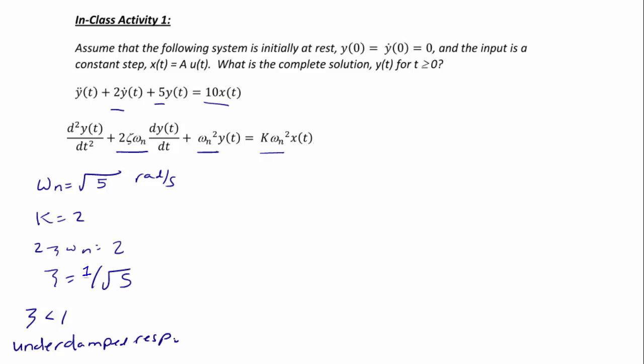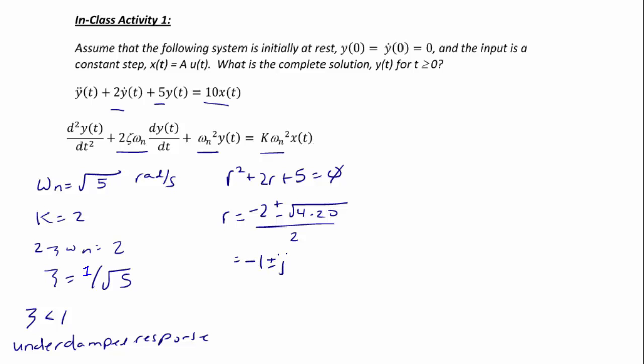Remember, the other way to identify the type of response is to find the roots of the characteristic polynomial. The characteristic polynomial is r squared plus 2r plus 5 equals 0. We can use the quadratic formula to solve for r. So r is equal to negative 2 plus or minus the square root of 4 minus 20, over 2. So r is equal to negative 1 plus or minus j2. Remember, when we have complex conjugate roots of the characteristic polynomial, that also indicates that we have an underdamped response.